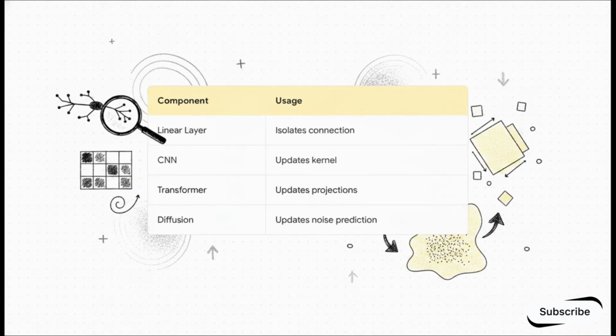So where does this actually live in modern AI architectures? Well, literally everywhere. In a standard linear layer, the partial derivative isolates the exact contribution of a single synaptic connection. In a convolutional neural network, it updates the spatial kernel that detects edges in an image. In transformers, the architecture powering massive LLMs, partial derivatives flow right through the matrix multiplications to perfectly update the query, key, and value projections. And in diffusion models generating AI art, they update the UNet to accurately predict and remove visual noise. The underlying partial derivative math is totally identical across all of them.